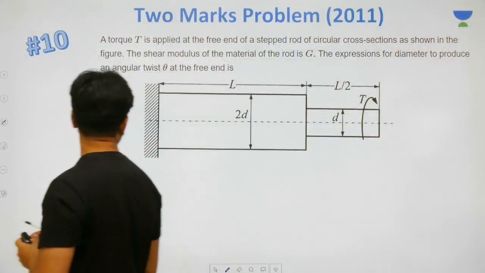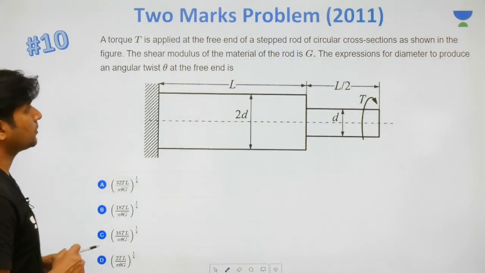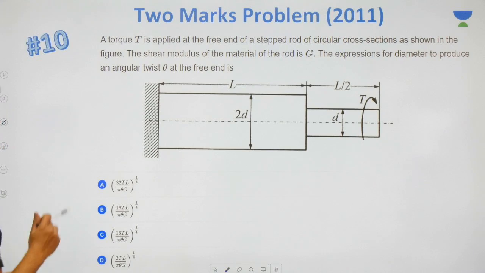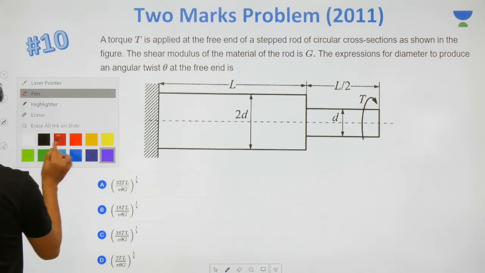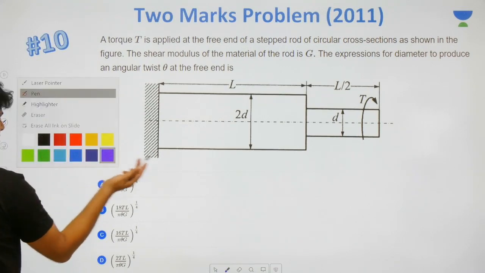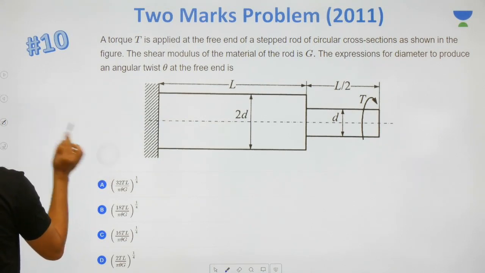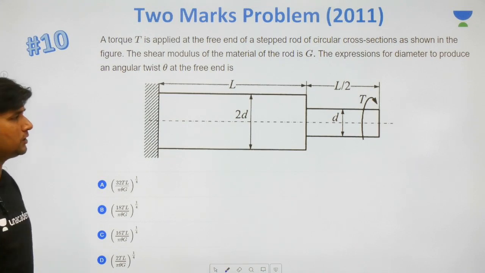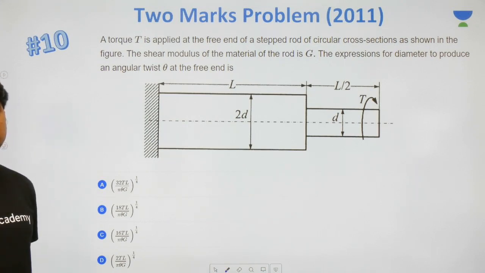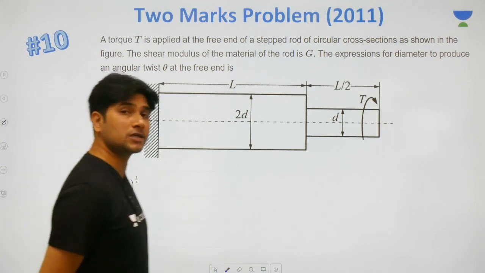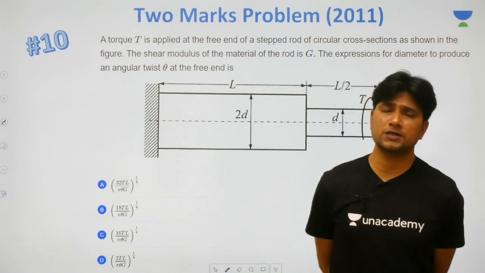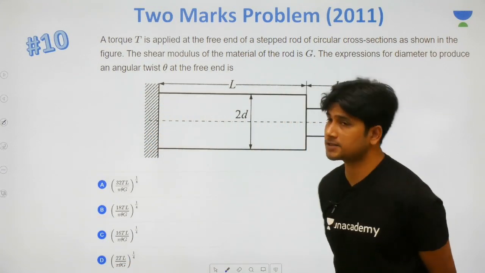Now let me take you to this next problem that they asked in 2011. 2011 was the year when I wrote GATE, and I very quickly and very easily solved this. Why? Because the good thing about mechanics of solids is that if you know the concept, this is all about concepts.